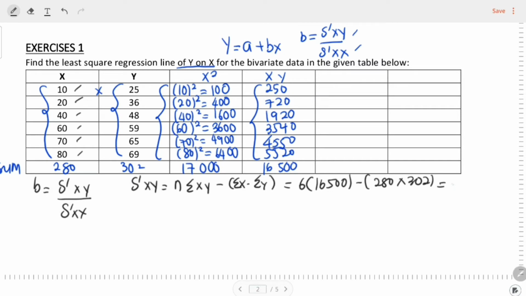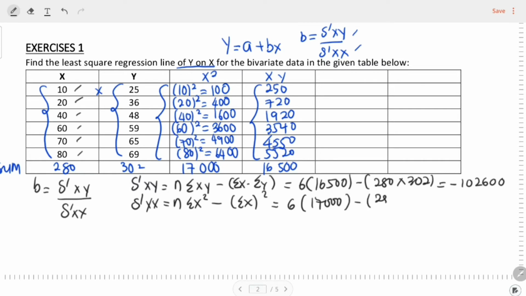Which is equivalent to negative 102,600. Okay, please make sure you include the sign. Okay, next we have S'xx equals n sum of x squared minus (sum of x) squared. So 6 for the n numbers, and then your sum of x squared is 17,000, minus your sum of x, which is 280, squared.